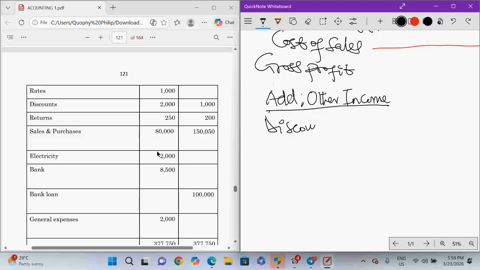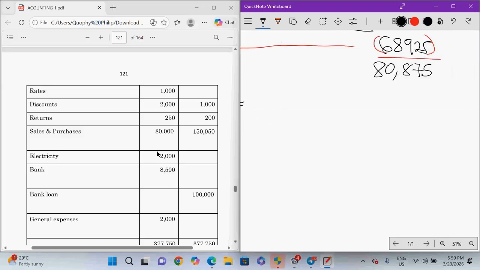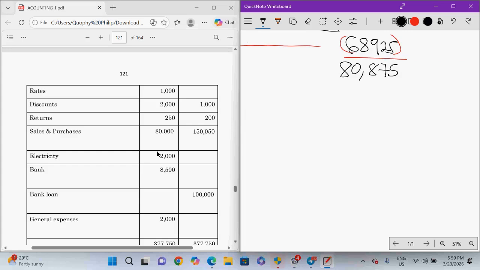So do it from the top. If you are just taking it randomly, you skip most of them because of the pressure on you. So discount received. What is the discount received amount?